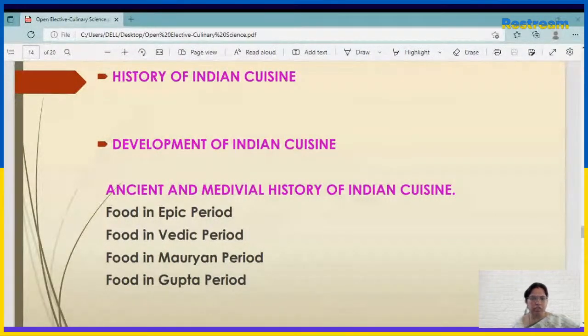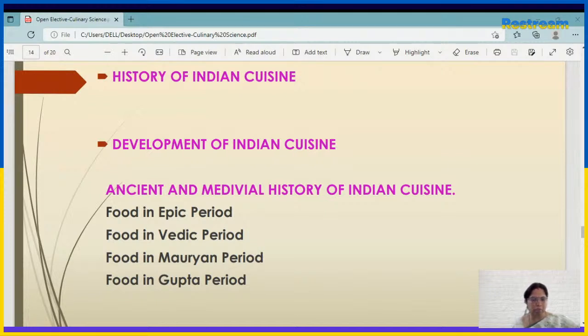Ancient and medieval history. Food in the epic period. During the Mahabharata and Ramayana, in the earliest period, they included a wide variety of cereals and pulses. They were eating parched rice, where they would add water or prepare it in the form of kanji, that is vatya, a gruel made of barley. Early Indians also ate food that was available in nature, such as wild berries, meats, and fish. So whatever was available in nature was also used.